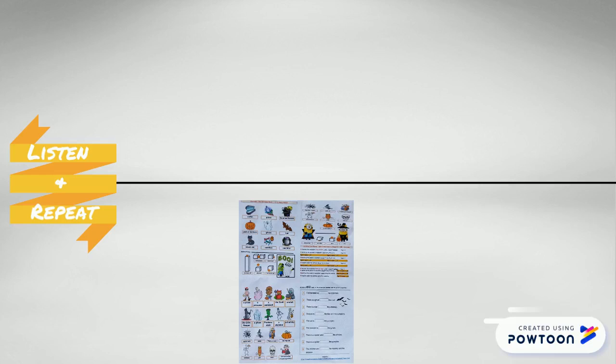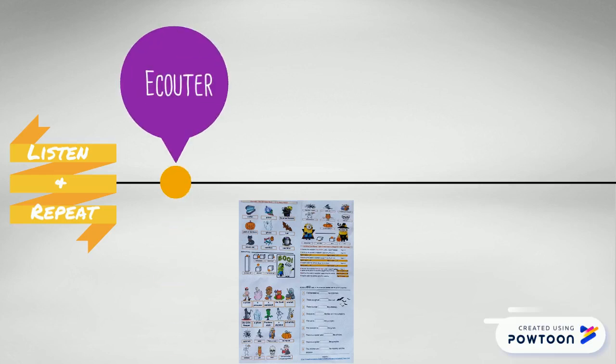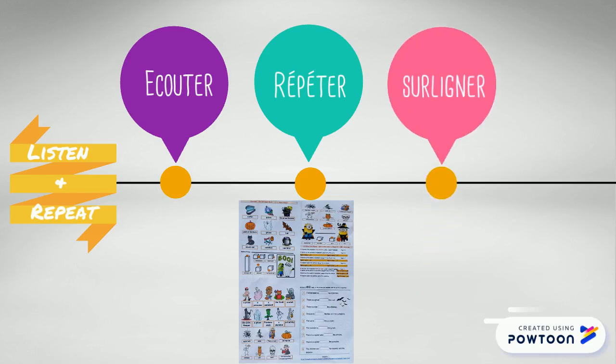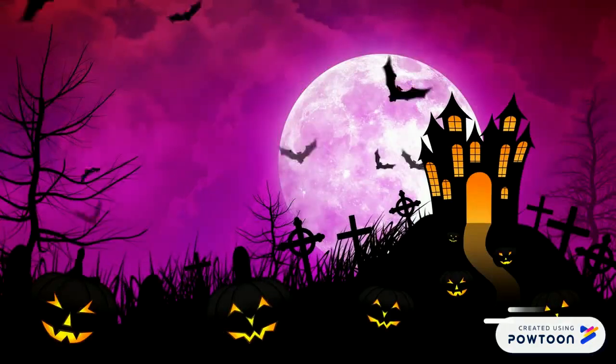Vous verrez apparaître le logo Listen and Repeat. Il y a trois phases à respecter. Tout d'abord, écoutez l'exemple qui est donné. Ensuite, répétez à voix haute pour faire une mise en bouche. Et enfin, surlignez les éléments au fur et à mesure sur votre document. N'oubliez pas que vous pouvez faire pause pour aller à votre rythme.